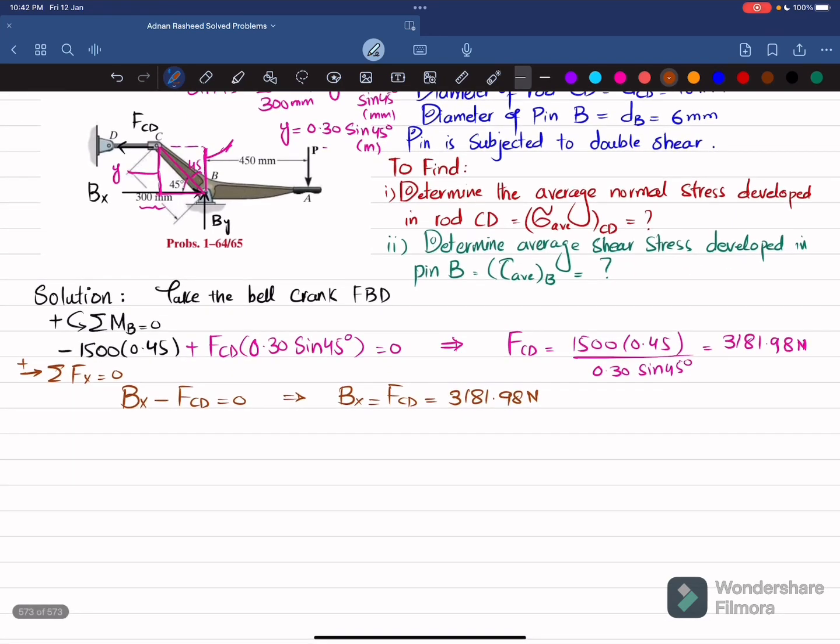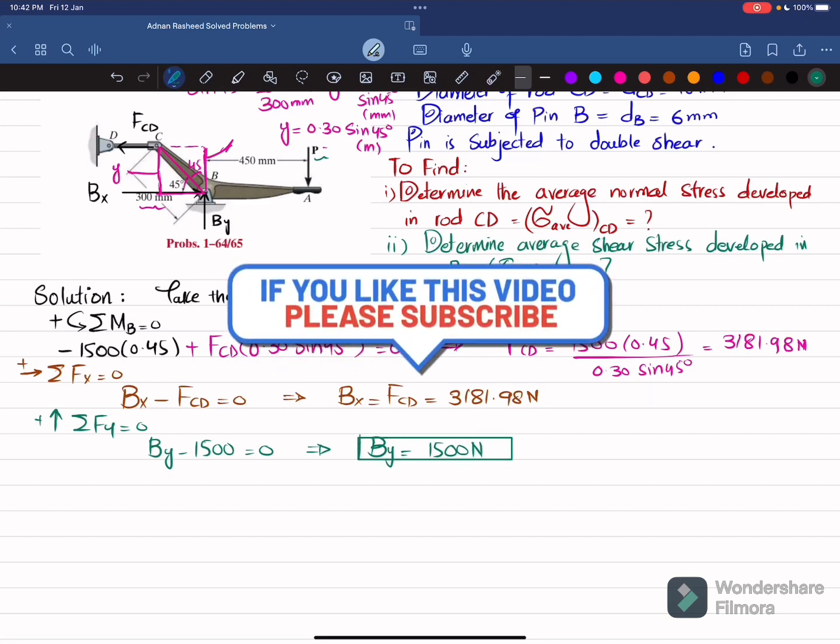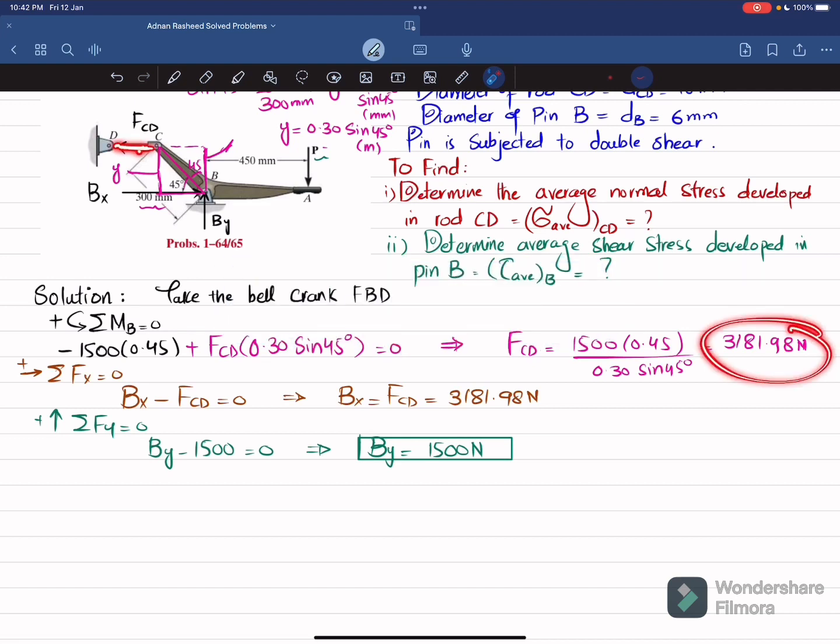The last thing is that we can find the third force, which is vertical By, and it can be found by using this equation of equilibrium. So By minus this P, which is 1500, is equal to 0. So from here you will get By is equal to 1500 Newton. Now you have all three forces. So the force in this rod is this one, FCD, 3181.